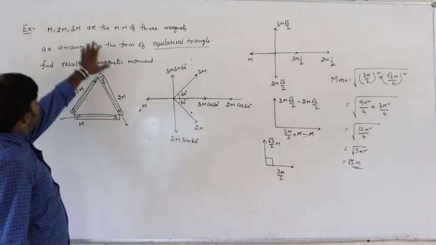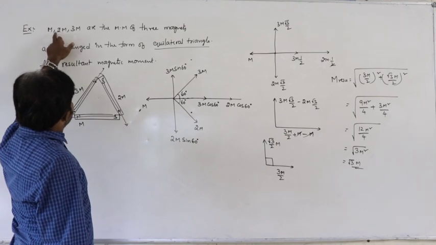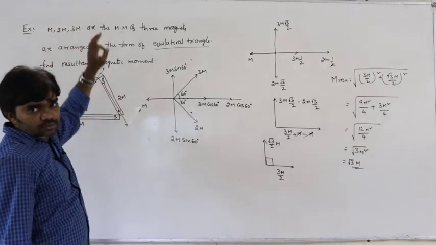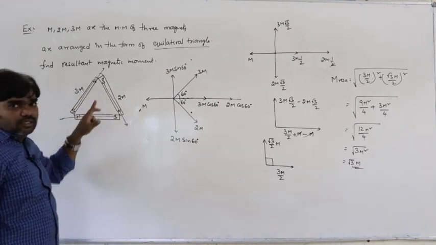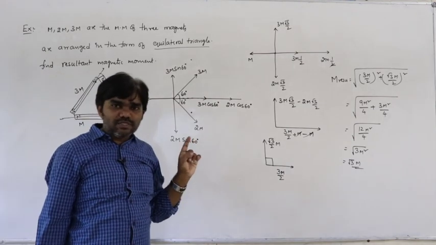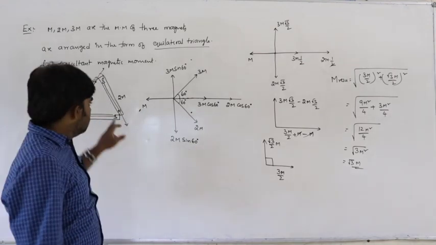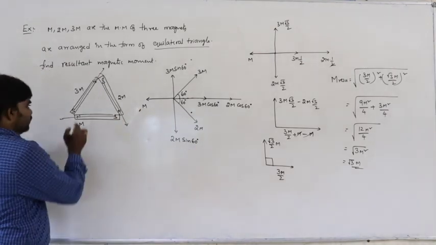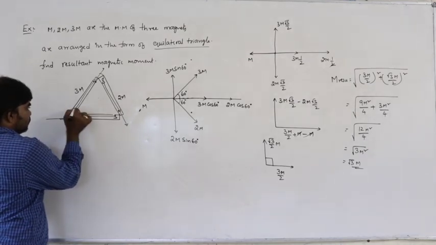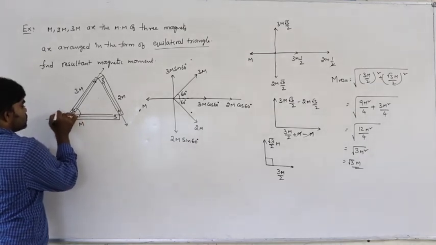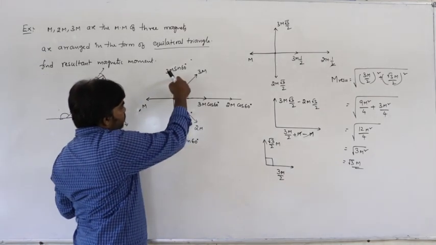So a simple scenario: 3 magnets having different magnetic moments m, 2m and 3m are arranged in the form of an equilateral triangle. Equilateral triangle means the sides must be the same, and the angle between any two sides must be 60. But according to these vectors, of course it is 60, but here the remaining angle is 120. So here the total angle is 120.